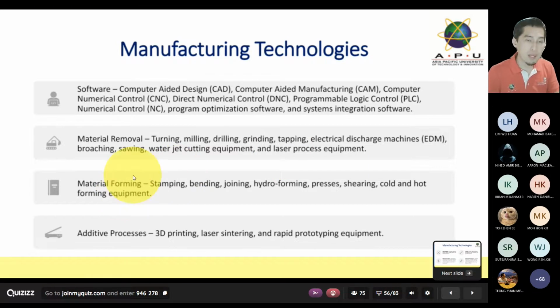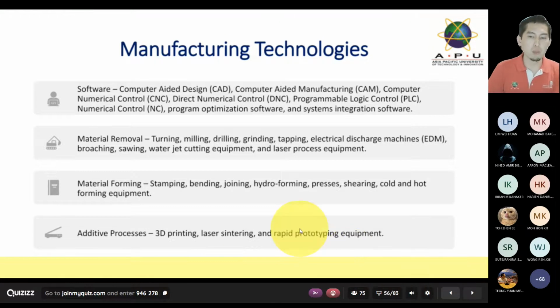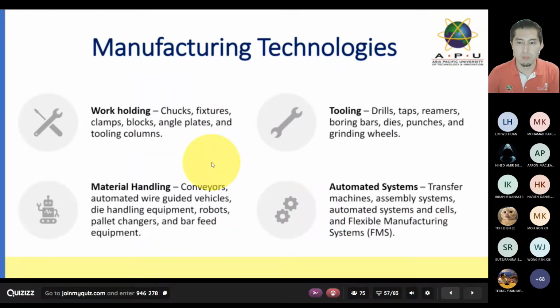All right. Material forming, on the other hand: stamping, bending, joining, hydroforming, pressing, shearing. A lot of these processes are also involved in putting things together. That's why one is called material removal and the other is called material forming. All right. Additive processes, obviously, then you have laser printing, laser sintering, 3D printing, and even a process called rapid prototyping equipment, whereby you are trying to build prototypes as you go. All right, so this is just putting it into four main categories in terms of what you saw earlier.